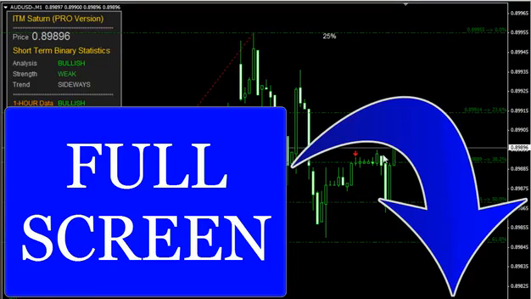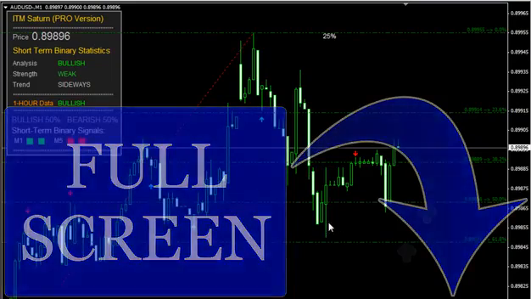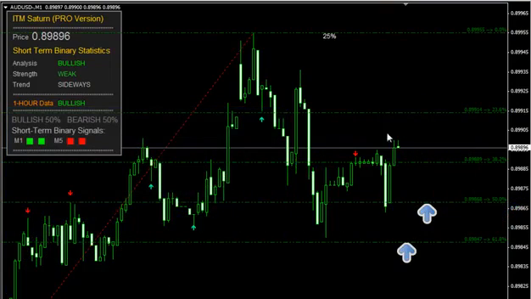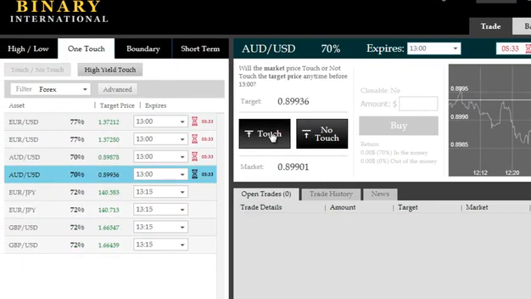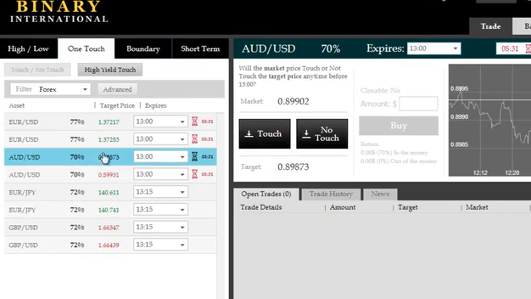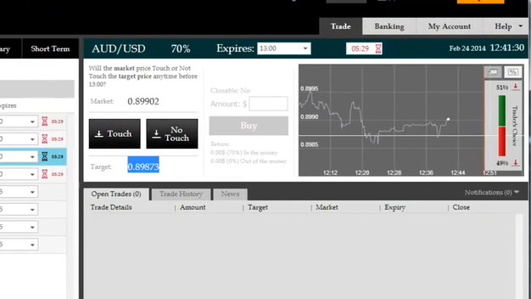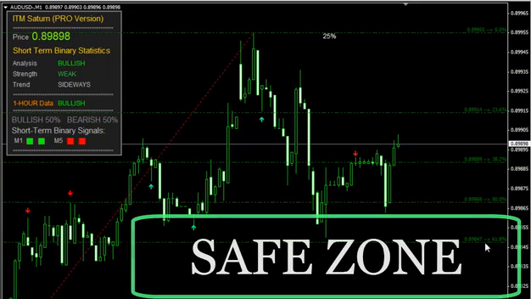Good afternoon. We're on the Australian dollar versus the US dollar, looking at a 61.8% and 50% rejection by price. So what we're going to do is look for a no-touch trade since we're in the safe zone on the AUD USD. Yep, no touch trade here to target price of 0.8987 since 0.8984 and 0.89868 have been rejected.